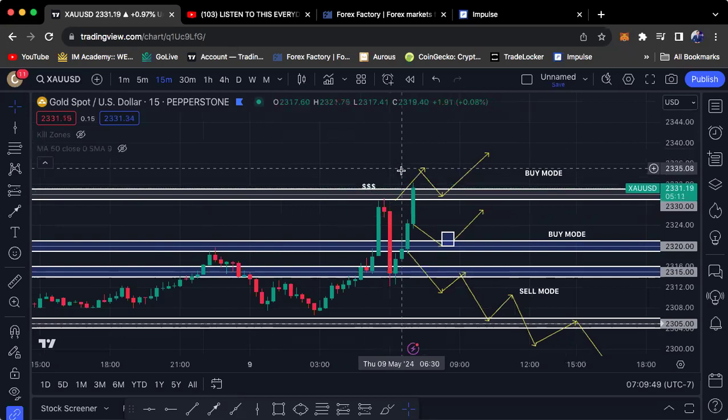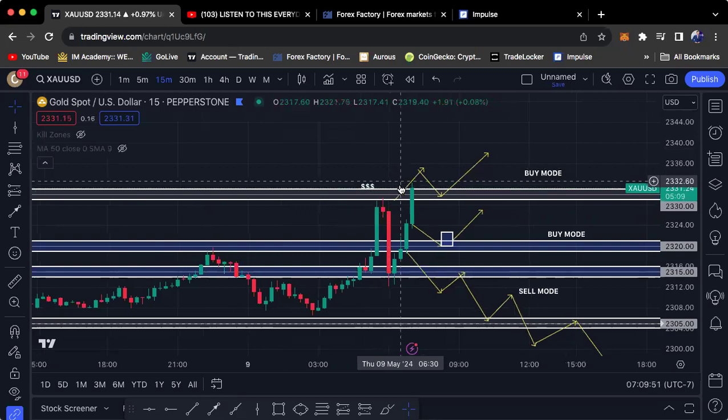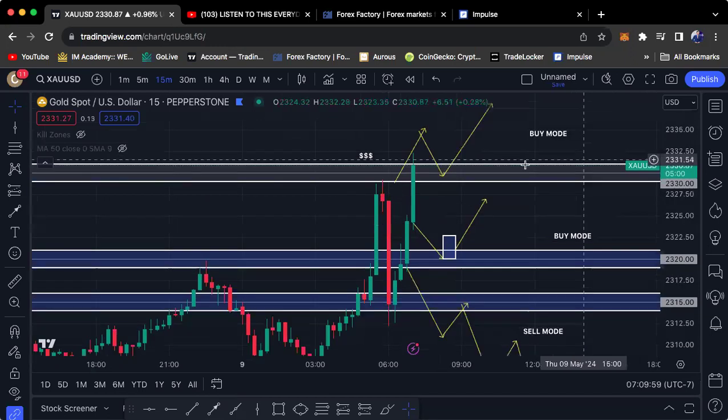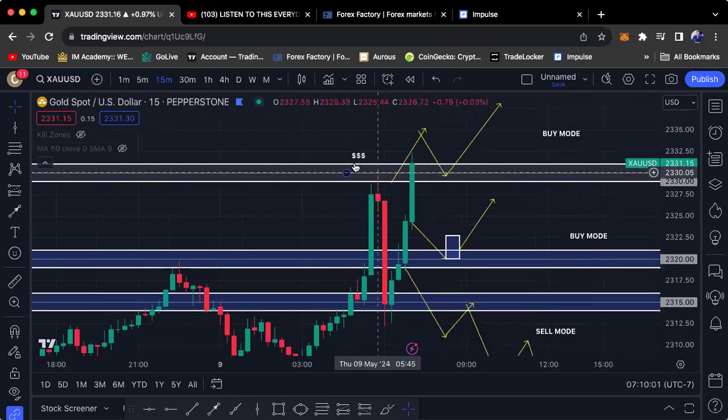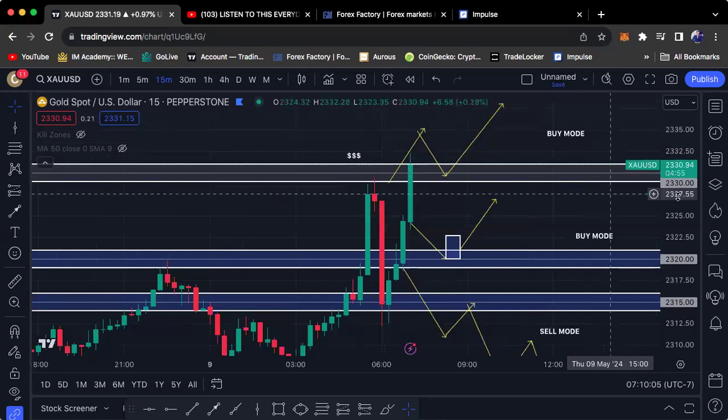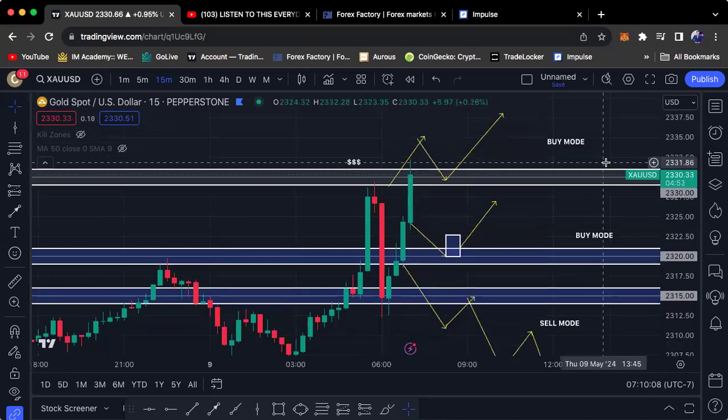But yeah, right now gold is creating a new higher high. It seems like it just created a new higher high. See right there, sweeping this liquidity. Or it may liquidate and then come back down.